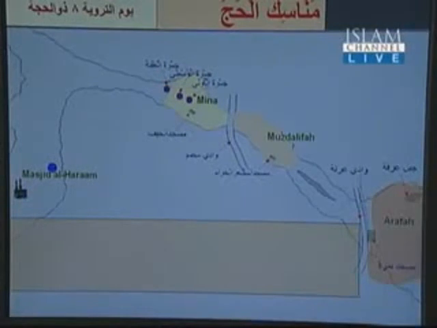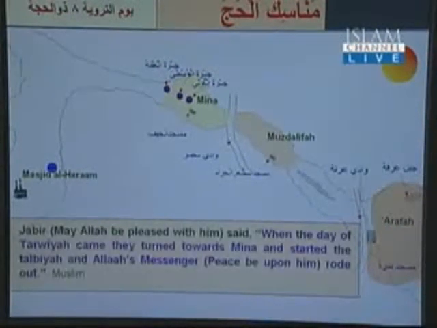Though you may be very close to Mina, because people who stay in Aziziyah, for example, are closer to Mina rather than Masjid al-Haram. But wherever you are, this is one scenario we are using. You are there, this is Yawm Tarwiyah, the sun rises. When the sun rises, then the time for the rites of Hajj begins.